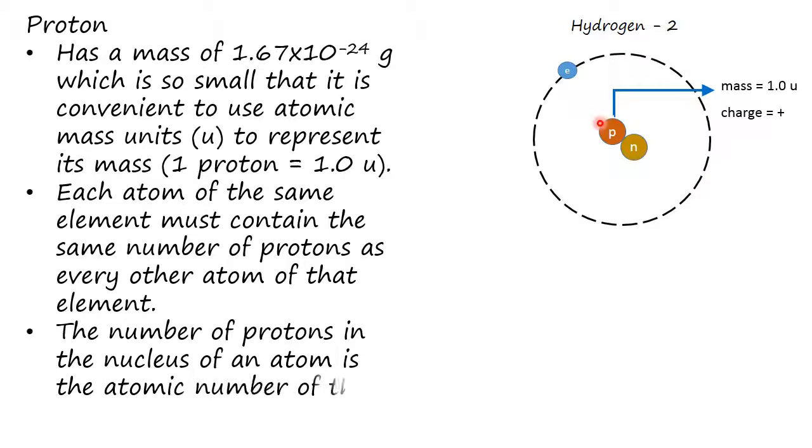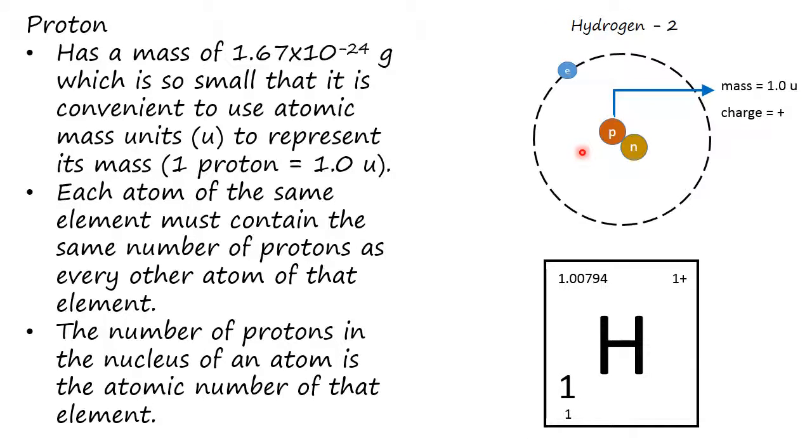The number of protons in the nucleus of an atom is the atomic number of that element. So for instance, hydrogen, if you look on the periodic table, will have an atomic number of 1 because it contains 1 proton. If you were to add another proton to this nucleus, then it would have an atomic number of 2. It would no longer be hydrogen, and it would be the element helium. This is what hydrogen would look like on the periodic table of elements, and that number right there is the atomic number. Again, it is 1 because hydrogen has 1 proton.